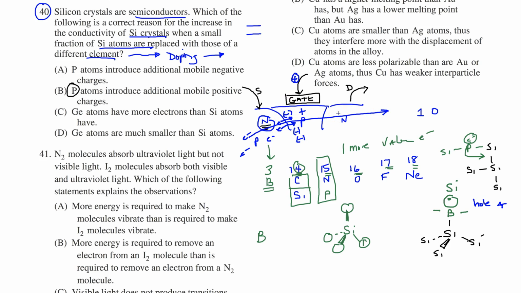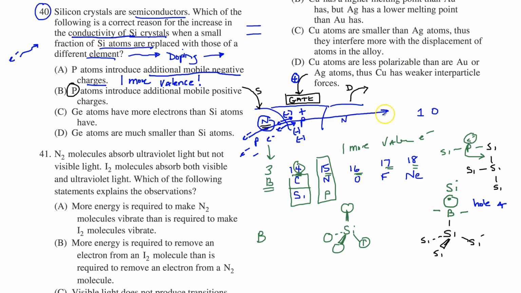So this is just a little bit of how a transistor works, but you could have worked this out by reading carefully which of the following is the correct reason for the increase in conductivity. What do we know about conductivity of crystals? For metals, they have to have free moving electrons. Well, by adding phosphorus, which brings additional mobile negative charges, because it has one more valence electron, it's going to increase the electrical conductivity, and that's why they call it the n-type area.